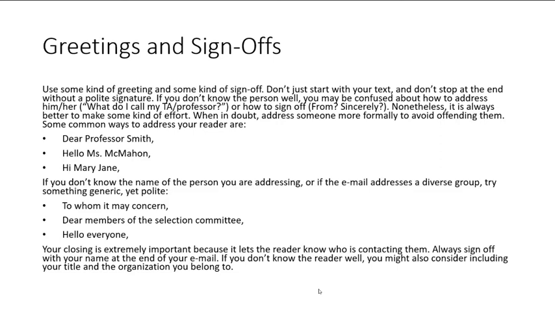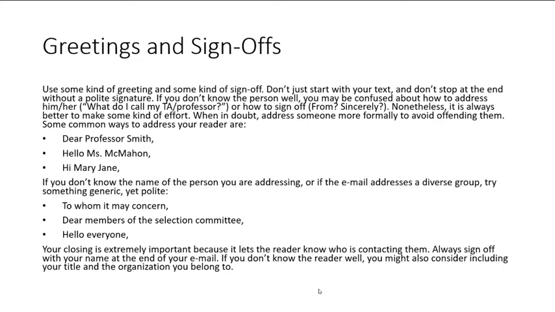And so your closing in kind is also extremely important because it lets the reader know who is contacting them. So you want to always sign off with your name at the end of your email, especially if the reader doesn't know you well, or if you don't know the reader well. You might also want to consider including your title and the organization you belong to, just so they can put two and two together and be like, oh, that's John Smith from the factory company. I remember him when I met him at the conference we went to a couple weeks ago.